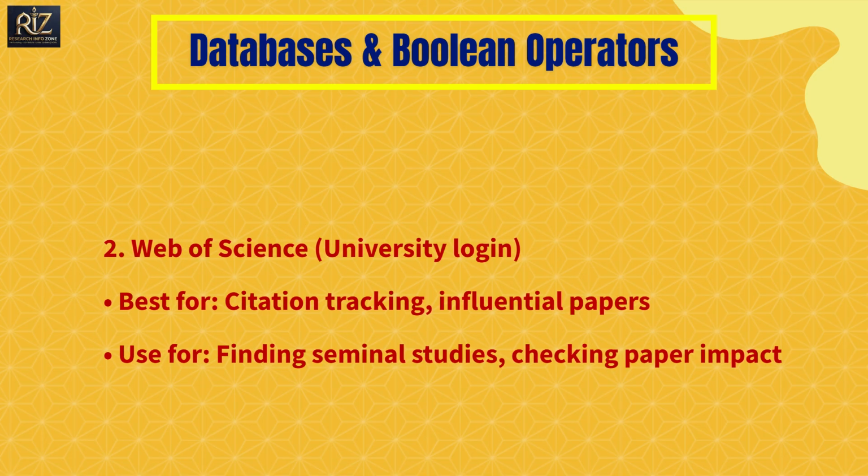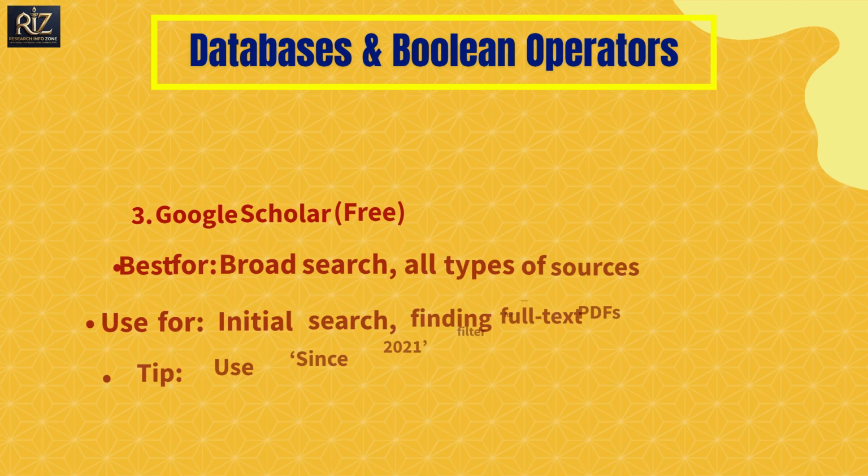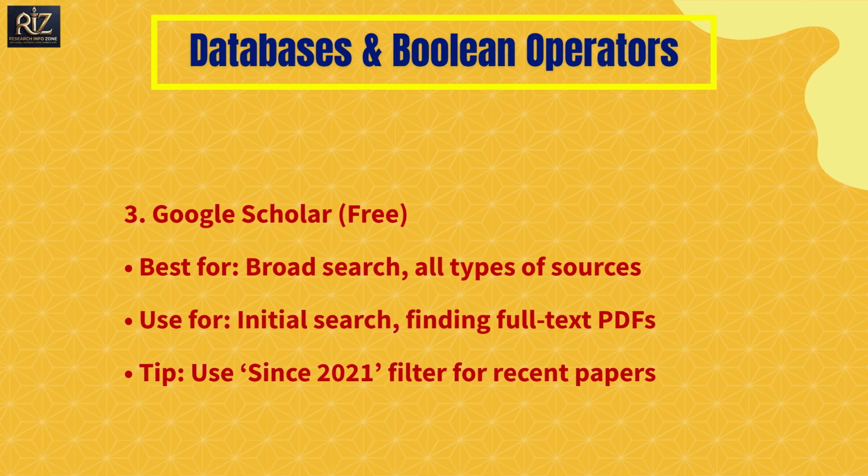2. Web of Science with university login. Best for citation tracking and influential papers, used for finding seminal studies and checking paper impact. 3. Google Scholar, free. Best for broad search on all types of sources, used for initial search and finding full-text PDFs. Tip: use the 'since 2021' filter for recent papers.